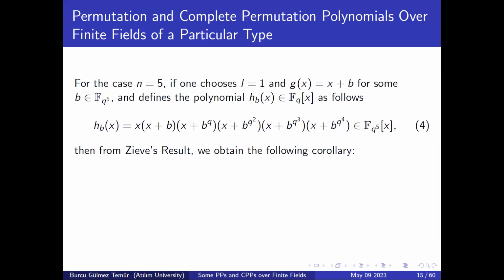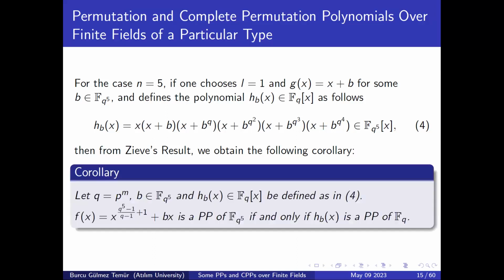our case, n is equal to 5, we chose L is equal to 1 and G(x) to be the polynomial x plus b of degree 1 for some b, and define the polynomial h_b in this form by raising the coefficients of x plus b to the q^i power. Then from the previous results, from Zieve's result, we obtain the following corollary. Then the result is this: the polynomial we are looking for is a permutation polynomial if and only if this h_b is a permutation polynomial. So the question is somewhat simpler than the previous one because h_b is just a degree 6 polynomial.